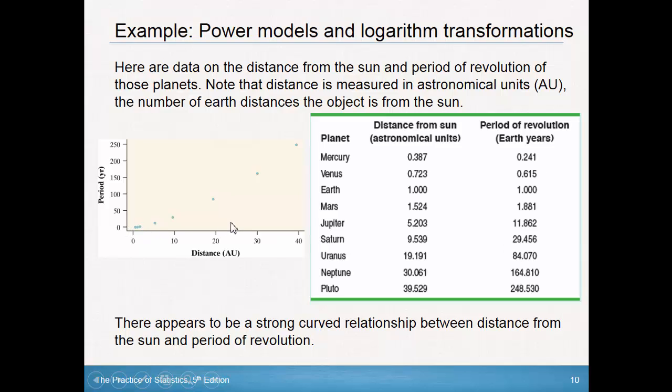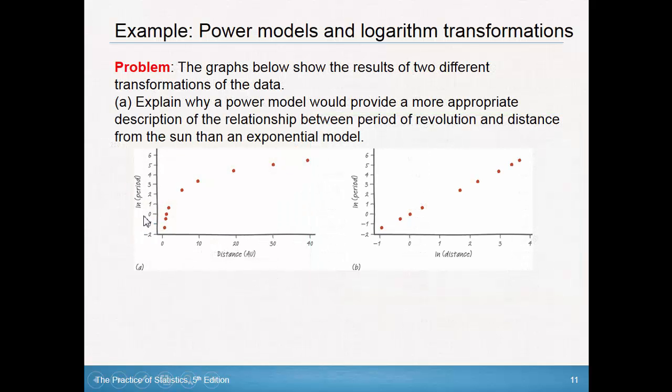If you look at the graph, it's kind of a curved pattern. So we need to straighten it out. And instead of trying to guess what our p-value is, we're going to do the logarithmic way of doing it. So if we just look at the natural log of the period versus distance, we still have a curved pattern.